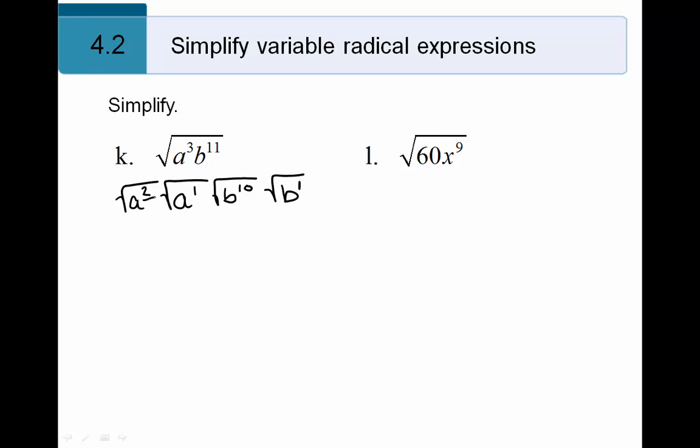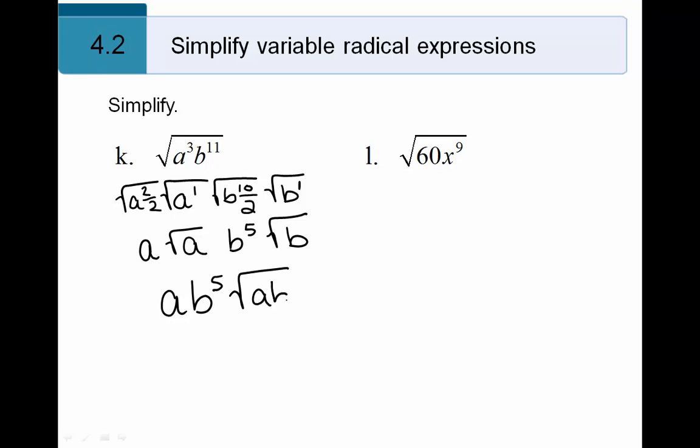The square root of a squared is a. The radical a will drop down. The square root of b to the 10th is b to the 5th. And the radical b will drop down. The b to the 5th we will write up front. The square root of ab will shove back underneath one radical. So we get ab to the 5th times the square root of ab.